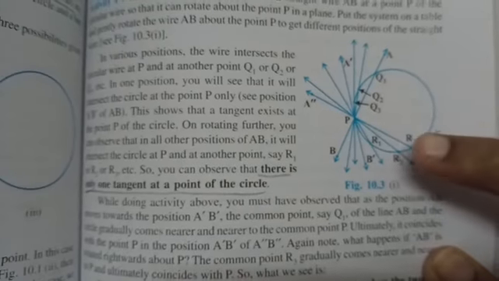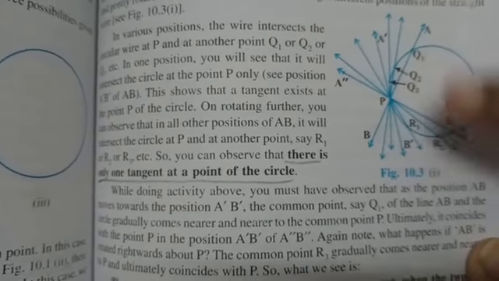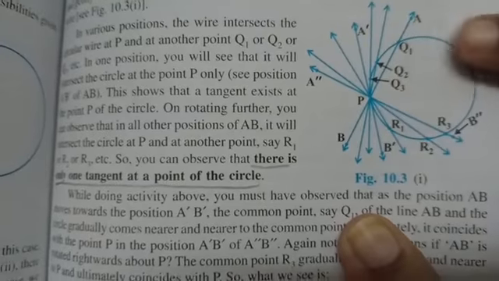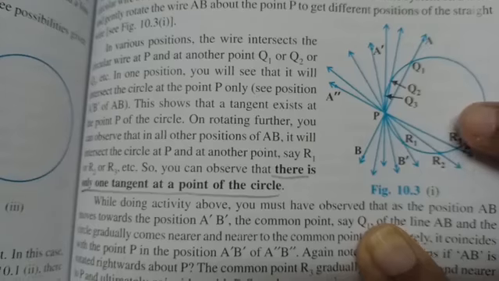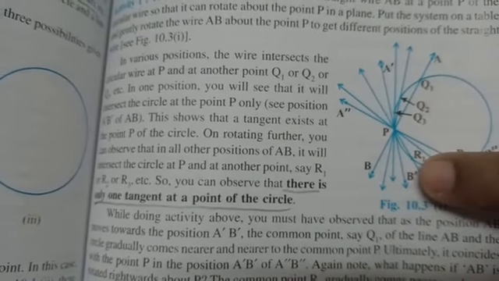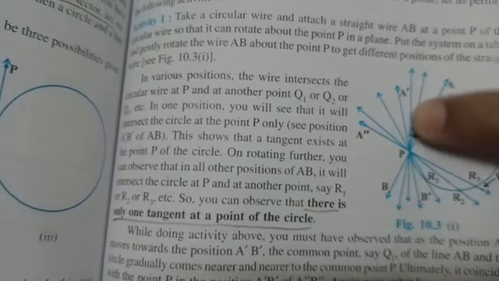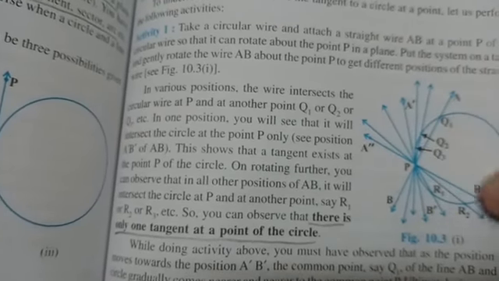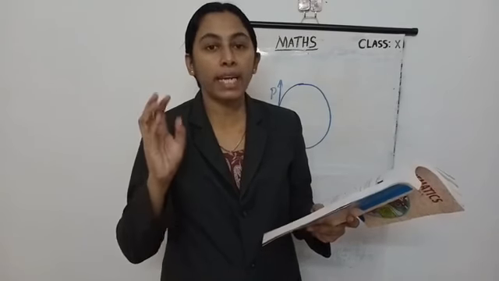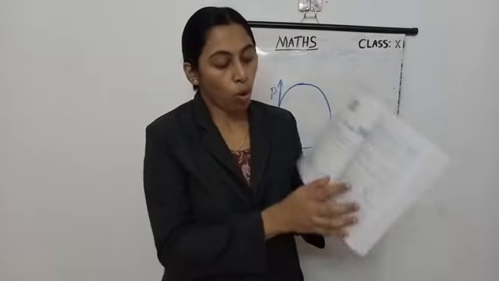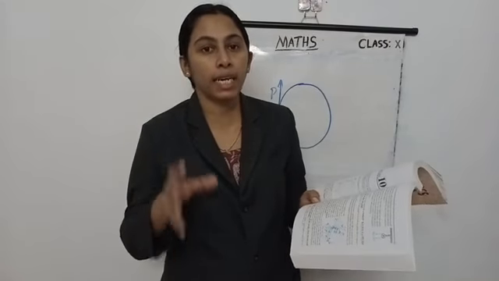Now look at this figure. Here so many lines are passing through one point. Now observe carefully in your textbook, page 207, figure 10.3. Here there is only one tangent at a point of the circle. All others pass through 2 points on the circle. These lines are all secants to the circle.